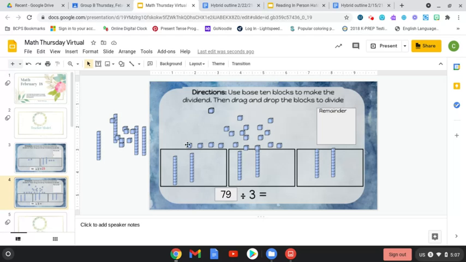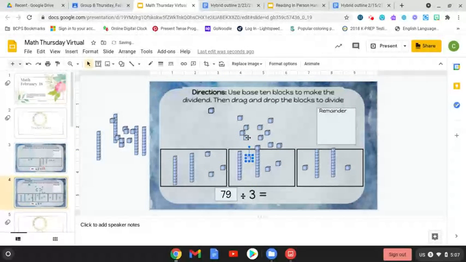So now I'm going to drag and drop 1 in each box until I can't share them equally anymore. Once you're done sharing, if you have a leftover, again, you have to see if it's too big to be a remainder. If it's too big to be a remainder, you have to keep sharing. So I'm going to keep going.